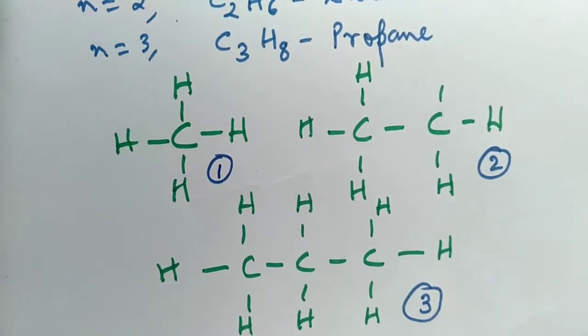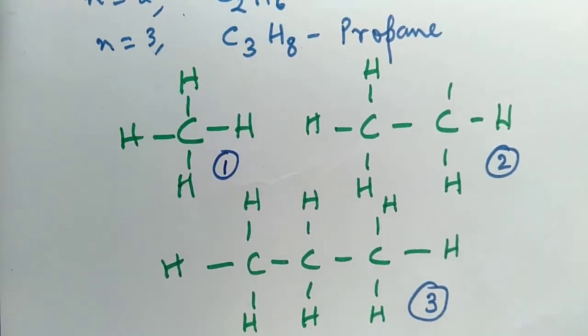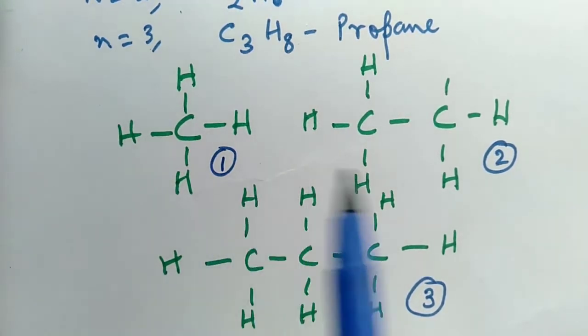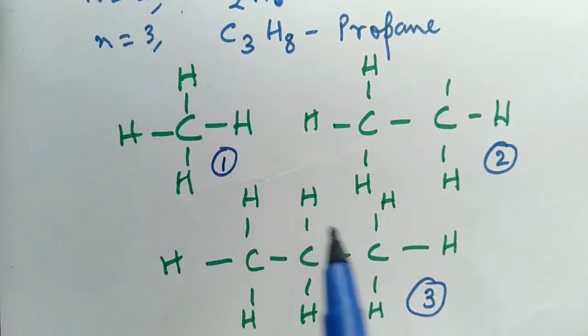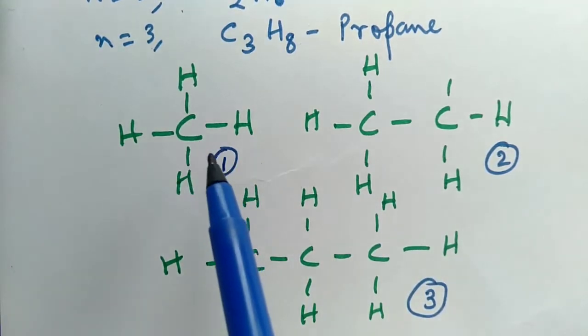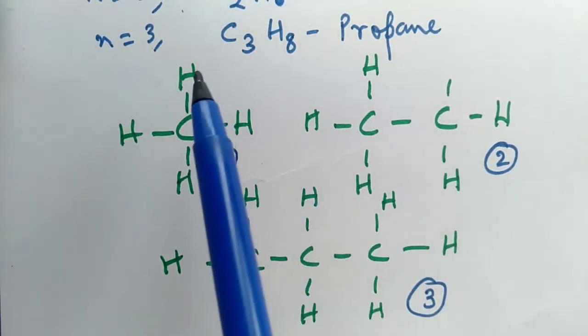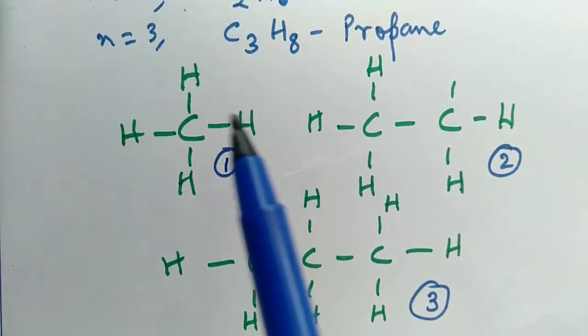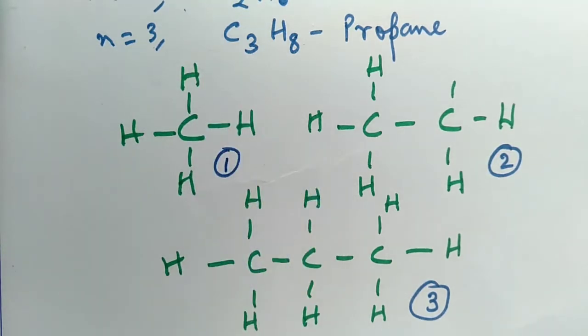Now, alkanes are also known as saturated hydrocarbons. Why? Because if you look from these structures, we see that there are many hydrogen atoms. So that means the carbon skeleton is saturated with hydrogen atoms. That's why they are known as saturated hydrocarbons. I hope it is clear. Why are alkanes known as saturated hydrocarbons? Because the carbon skeleton is saturated with hydrogen atoms.